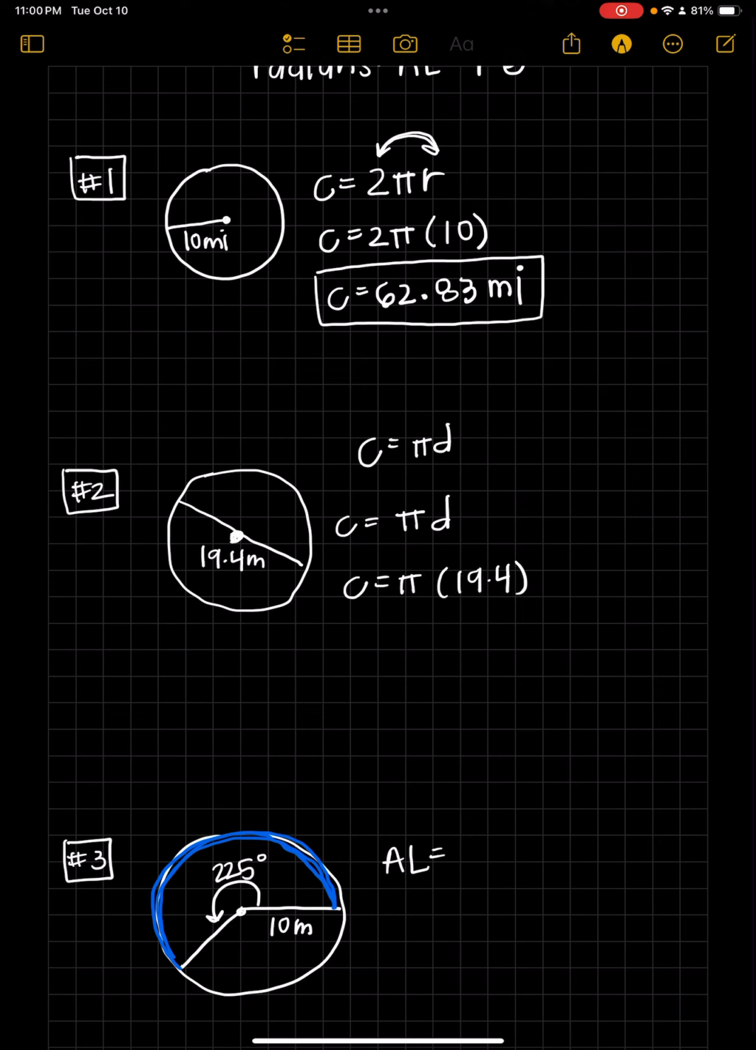So I'm going to do pi times 19.4 in my calculator, and I'm going to end up with the circumference is equal to 60.95. And because the diameter was measured in meters, I'm also going to measure the circumference in meters. So we've got 60.95 meters. All right, so that's how we do circumference.